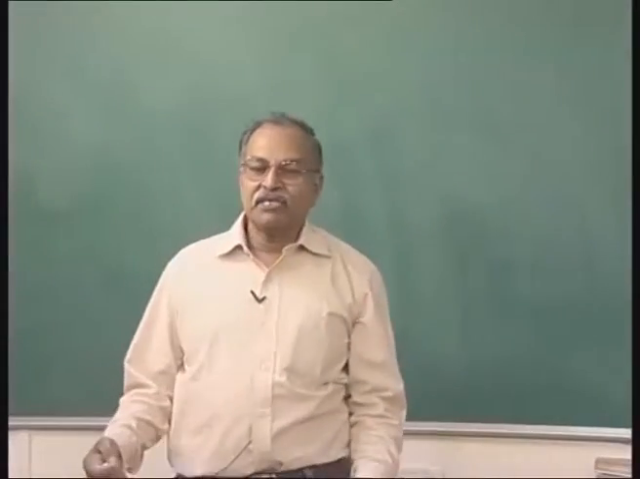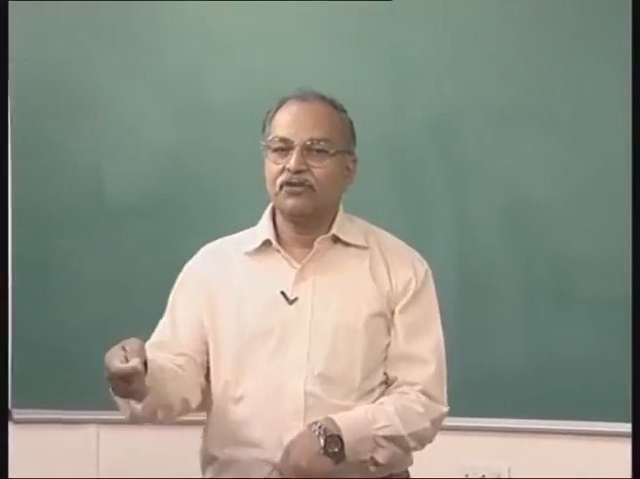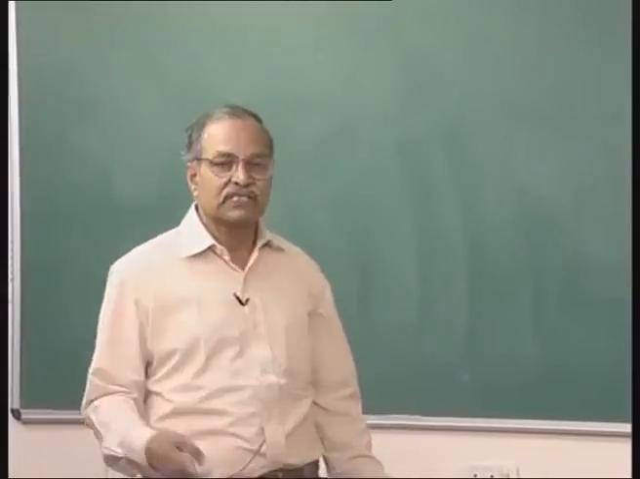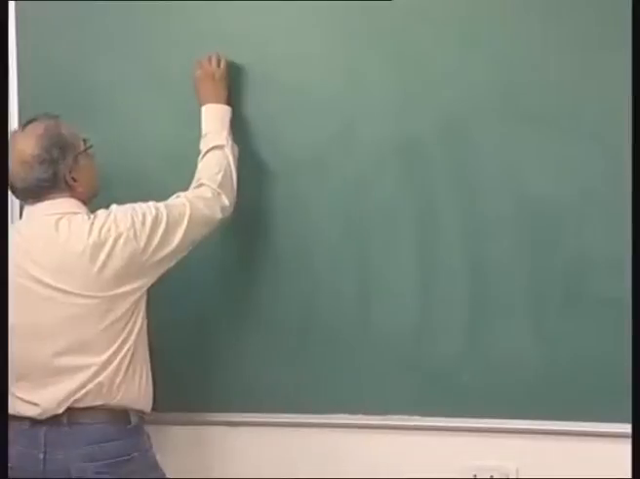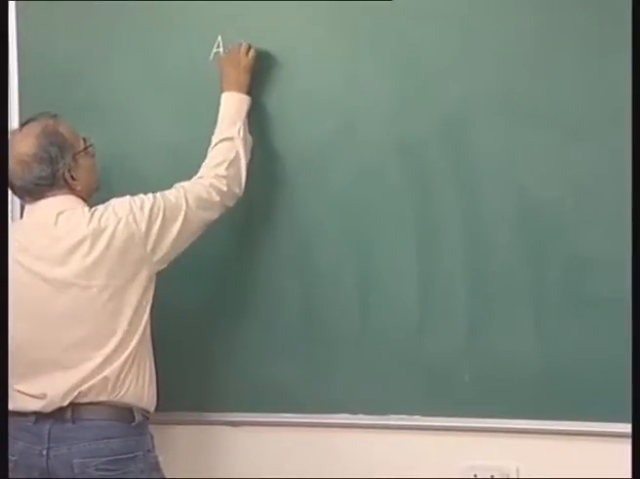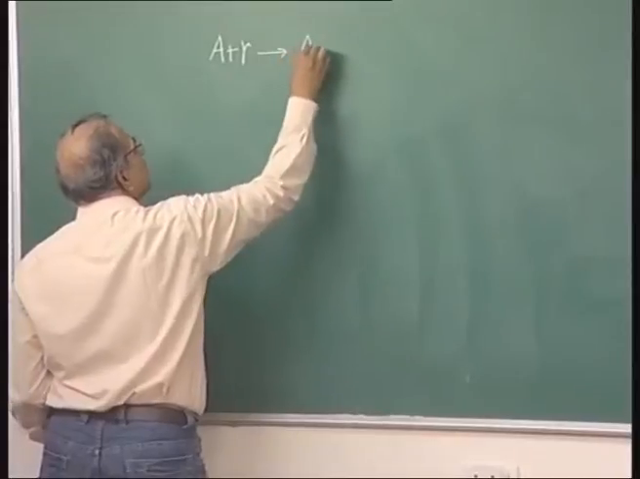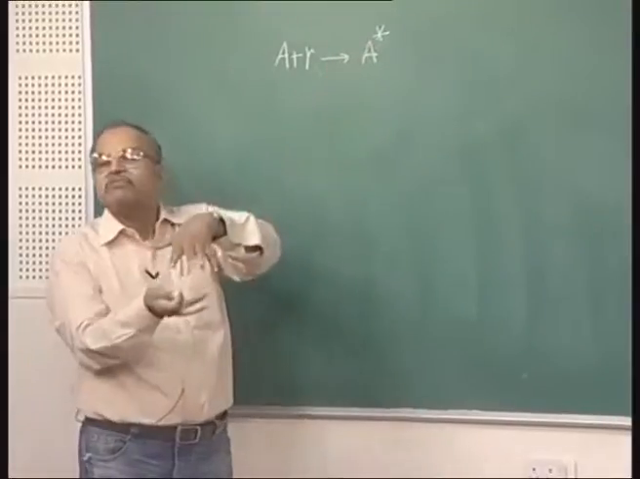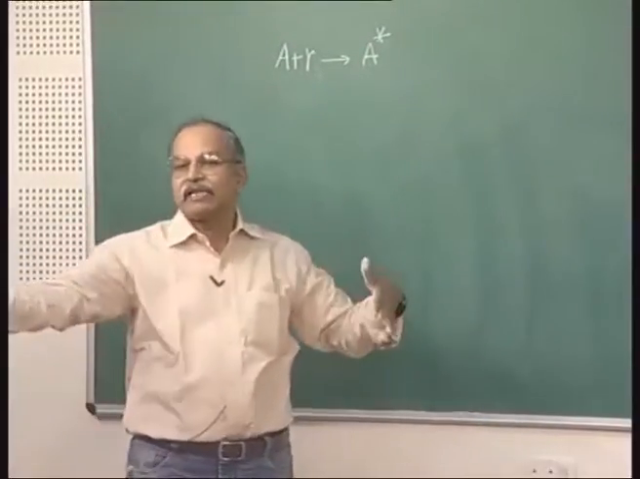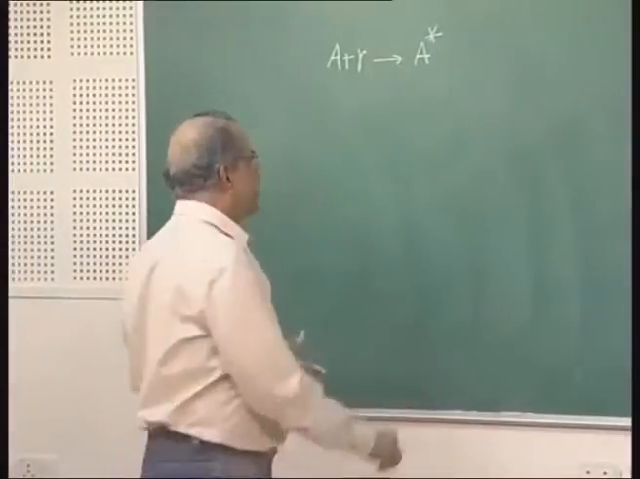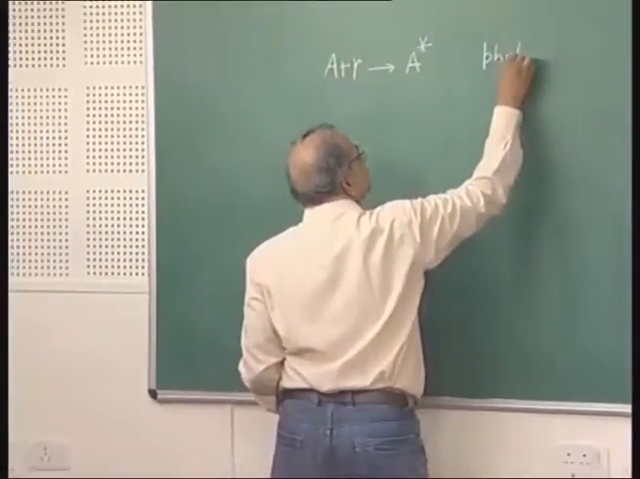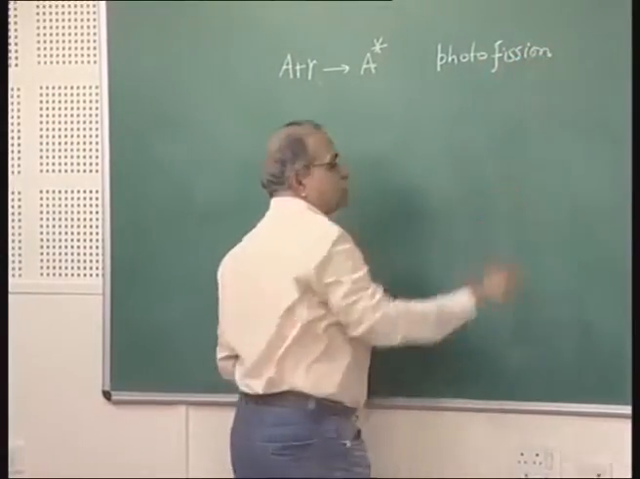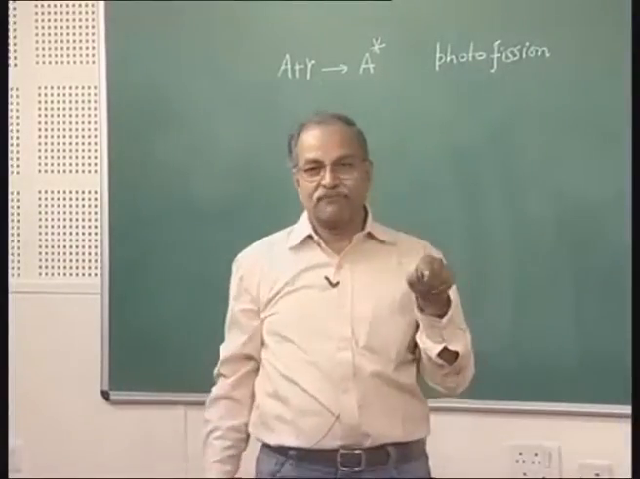Now, induced fission can be because of any kind of nuclear reaction that we trigger. We can also trigger it with just gamma photons. So, if we have a nucleus and we put a gamma photon on it, it can go to its excited state, and depending on how much energy we have given to it, it can surmount the barrier, and then this can fission. This is known as photofission. So, fission by photons, fission induced by photons, photofission.